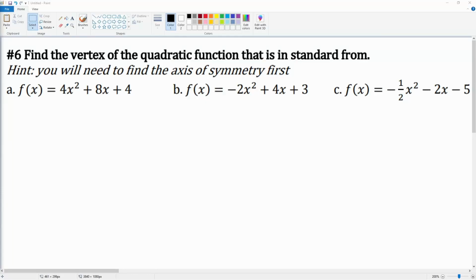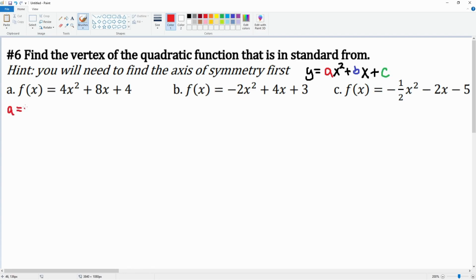Number 6, you're going to find the vertex of the quadratic function that is in standard form. First of all, you need to understand how standard form looks. Standard form can be represented by y equals a coefficient of a, x squared, plus the coefficient of b times x plus a constant of c. Okay, so let's label this here.